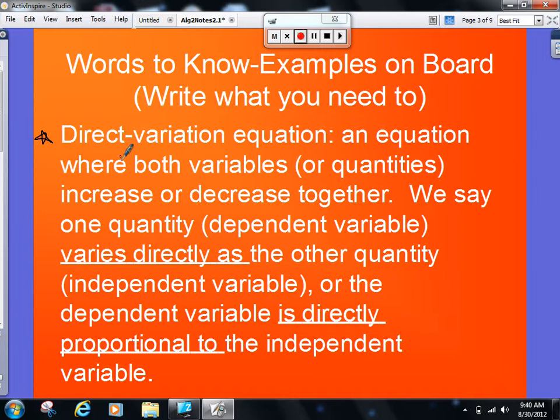If it is given to you in words, you are looking for these two key words. Varies directly as, good underline there, and is, oh my gosh, that's horrible. Pretend that's good. Is directly proportional to. Okay, if you see those two words, you know that it's direct variation equation. Once you establish that it's direct variation equation, you will know exactly what to do because there are these steps that I'm going to give you on the next slide, and it's very easy from there.